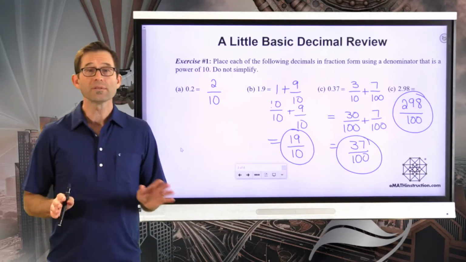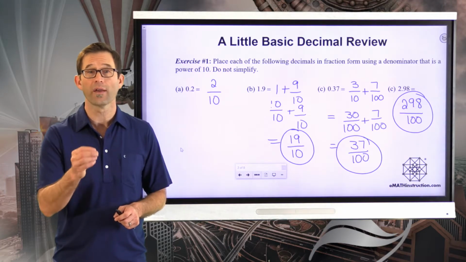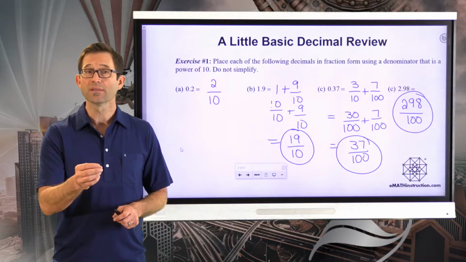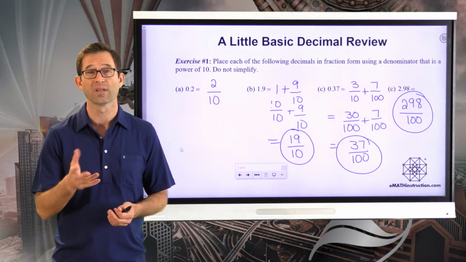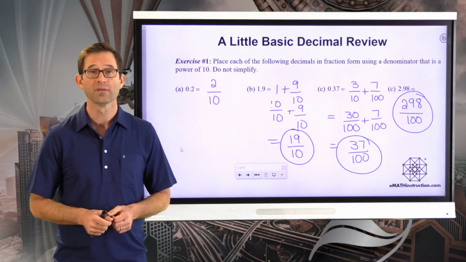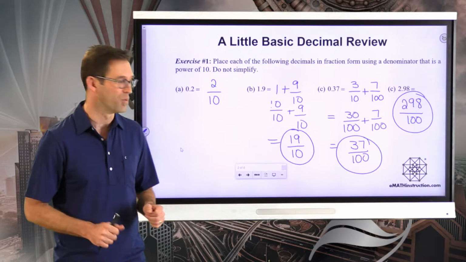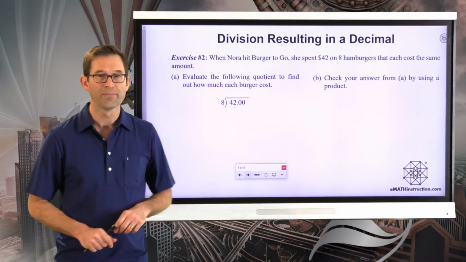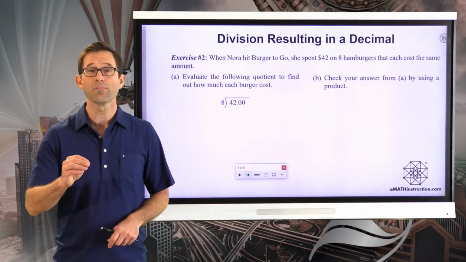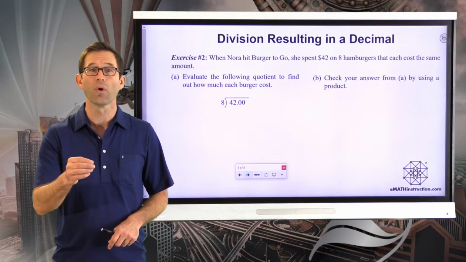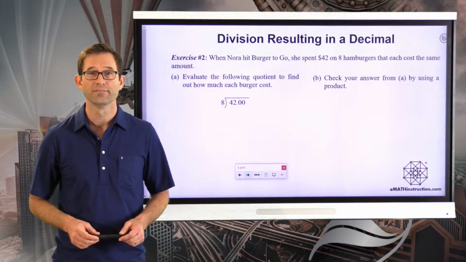Now you want to be able to do that because the idea is that you already know how to divide fractions. Since decimals are simply fractions with denominators of 10, 100, 1,000, etc., if we can divide fractions, we should be able to divide decimals. So let's keep going with a little decimal division review. Now, there's a lot of different types of decimal division review. One piece of decimal division is simply when you divide two whole numbers and the result involves a decimal. So let's take a look at how to do that in exercise number 2.